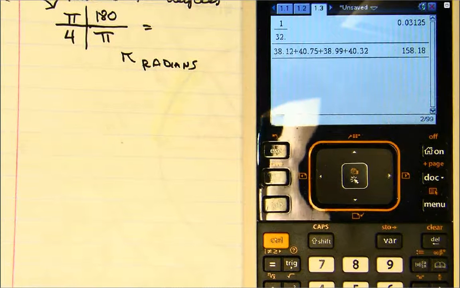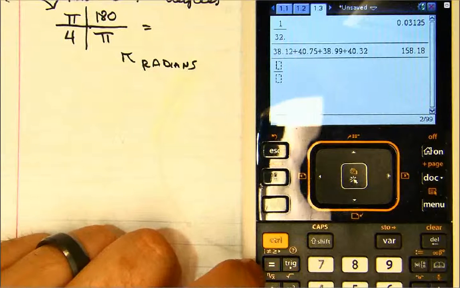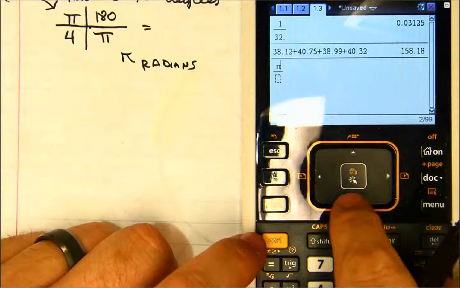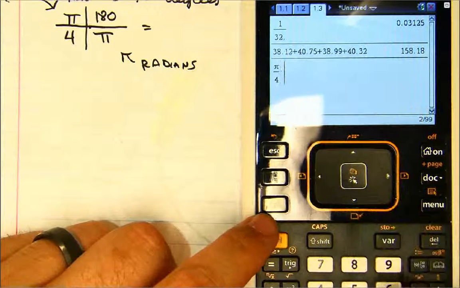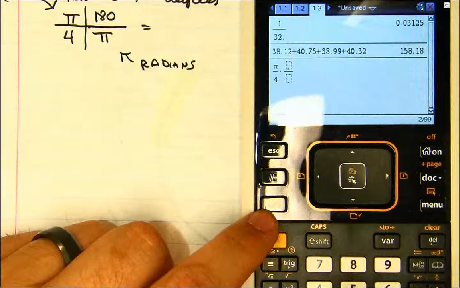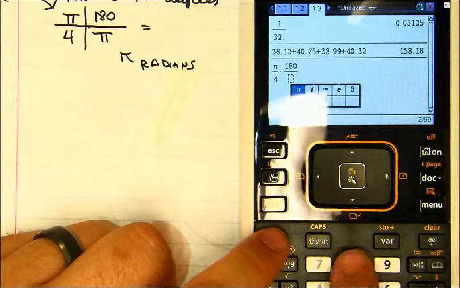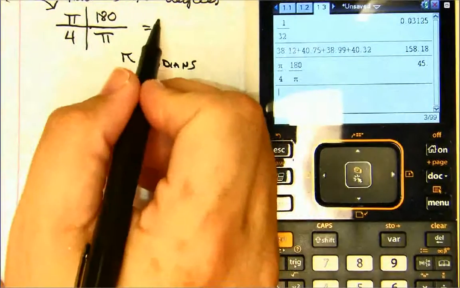But if you really wanted to, you can build it and say, alright, well, if you're just a calculator junkie and you say, I want to build the unit analysis, it's just ratio after ratio. That's 180 over pi. You get your 45 degrees.